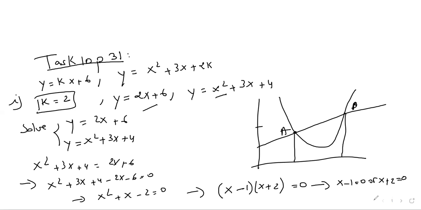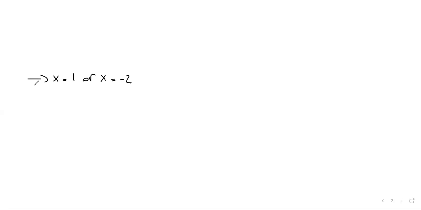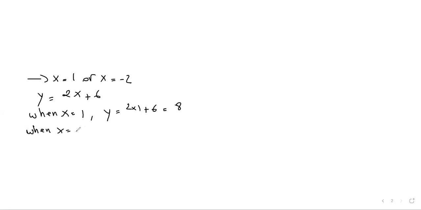Writing it like that, these values of x will give you y. So I know that y is equal to 2x plus 6. When x is equal to 1, y is equal to 2 times 1 plus 6, so it's equal to 2 plus 6, which is 8. And when x is equal to negative 2, y is equal to 2 times negative 2 plus 6, so negative 4 plus 6 is equal to 2.